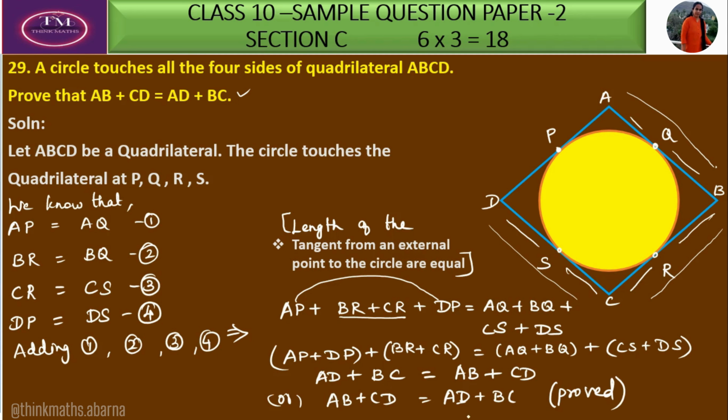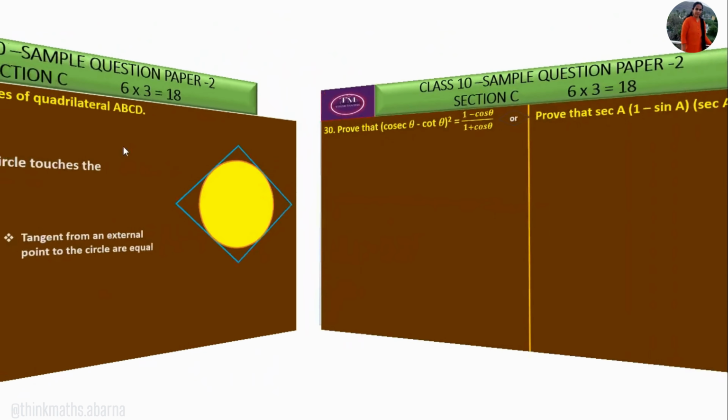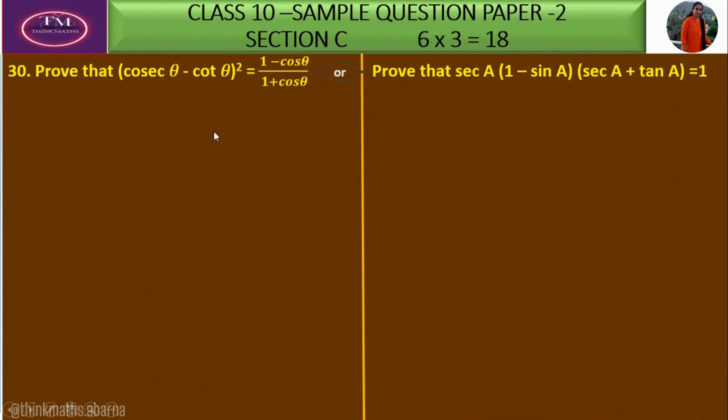AB plus CD is equal to AD plus BC. Okay children, I hope you can understand this problem. So moving on to the 30th question. In this question you have internal choice. You can either answer this part or this part. I am going to first find the solution for this problem. So let me start.